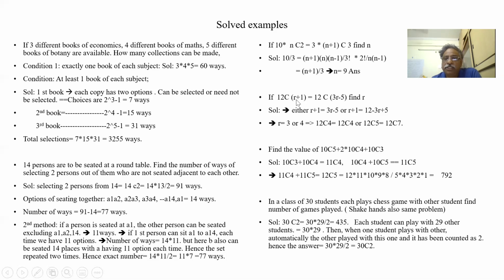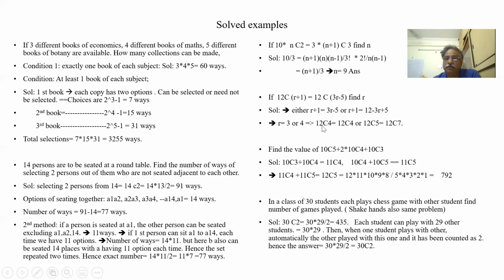So we have 12C(r+1) is equal to 12C(3r-5). Find r. So we have nCr is equal to nC(n-r). So 3r-5 is equal to r+1, or 3r-5 is equal to 12-(r+1), or r+1 is equal to 12-(3r-5). When I simplify, I'm getting two values of r, 3 and 4.